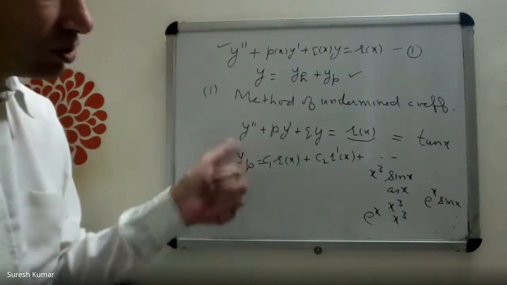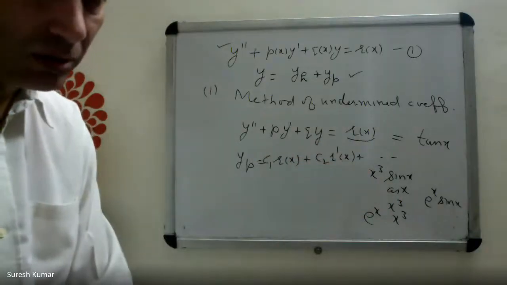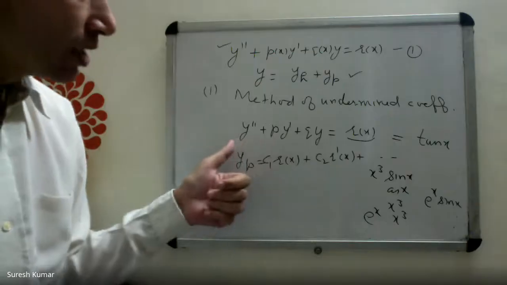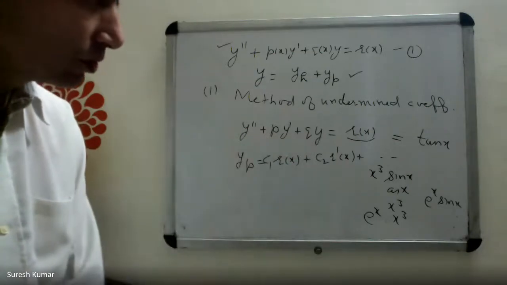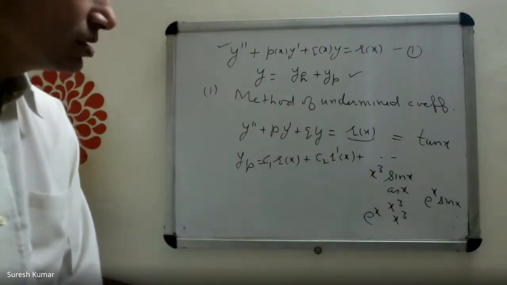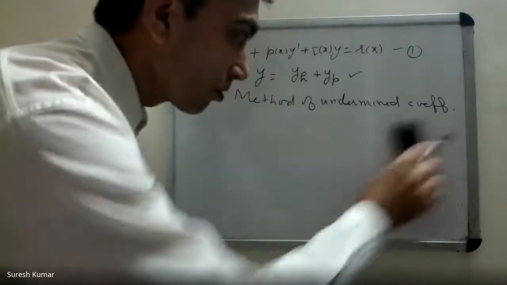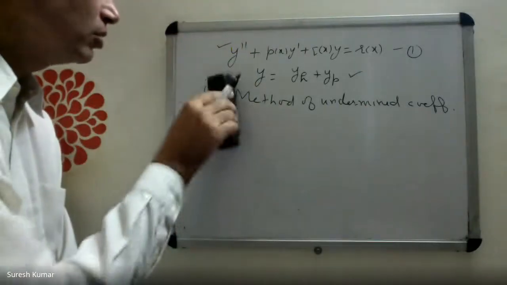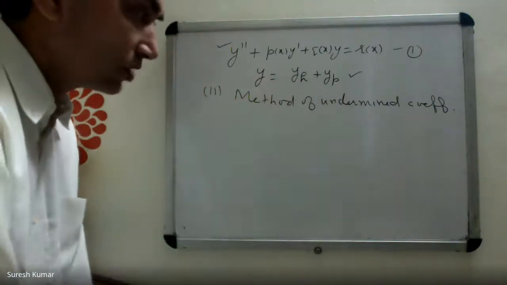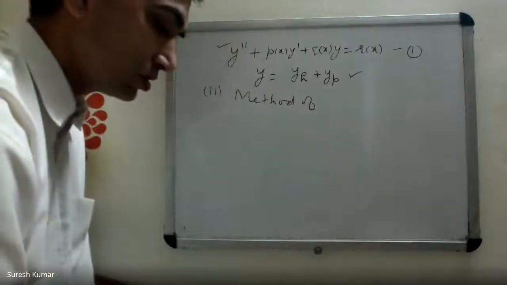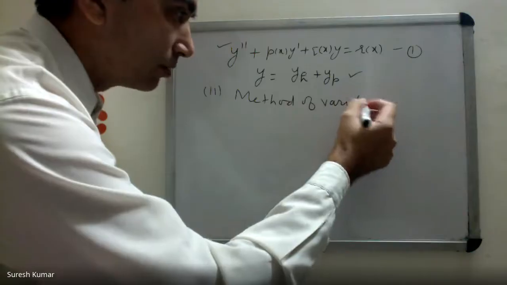So as you see, there are two restrictions. R(x) should be something whose derivatives are not infinitely many independent functions, and secondly, p(x) and q(x) must be constants. So there are two restrictions in this method. Let's see the next method: the method of variation of parameters. A very, very important method, which we will do today in detail.